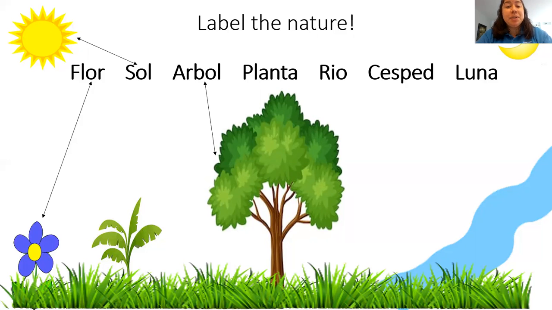All right, next is planta. Planta in Spanish is plant. Now that word I particularly like because it looks like the word plant in English, so it's a little bit easier to remember. Okay, after planta, we have rio. Rio in Spanish is a river, so it might be easy to remember that one because river and rio both start with R, Rio.